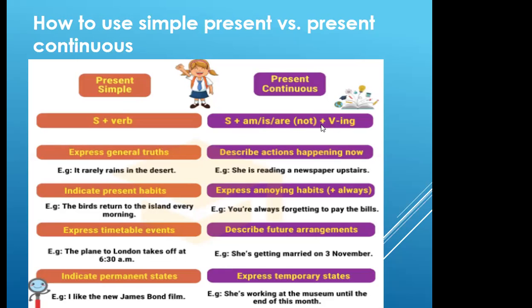Y tenemos también acá express general truth. Usamos el presente simple to express general truth, para expresar verdades generales. Por ejemplo, it rarely rains in the desert. Raramente llueve en el desierto. Entonces usamos sujeto, verbo y complemento y pues hablamos acerca de realidades generales. The earth moves around the sun.